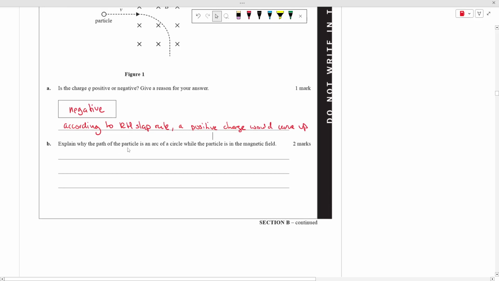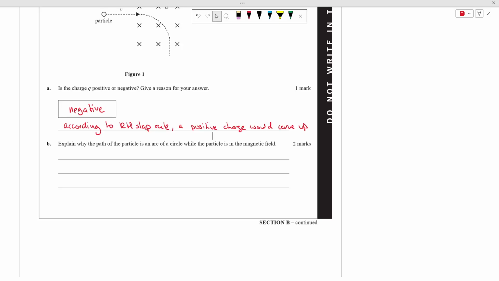Part B, explain why the path of the particle is an arc of a circle while the particle is in a magnetic field. Okay, so why is it in an arc of a circle? Well, we assume that because it's traveling at a constant speed, the magnetic force on this particle will provide a constant force. And that force is going to be perpendicular to its speed. And so whenever you've got a force perpendicular to a velocity, you're going to be creating circular motion, which is why this is part of a circular arc.